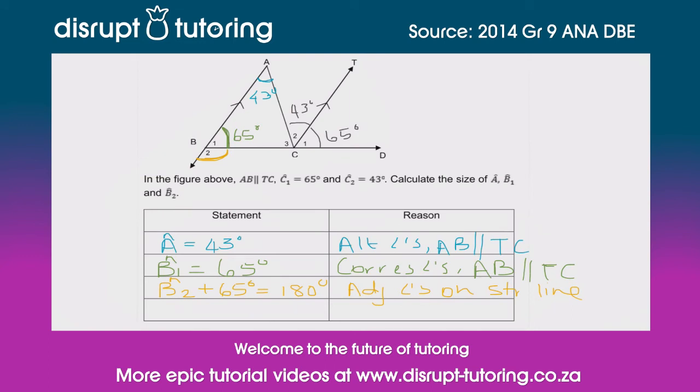And now I would move the 65 to the right-hand side, and it would be 180 minus 65, and that's going to give me 115 degrees. So our final answer is B2 is equal to 115 degrees. Nice and easy, brilliant stuff. That's a good recap of some simple geometry rules.